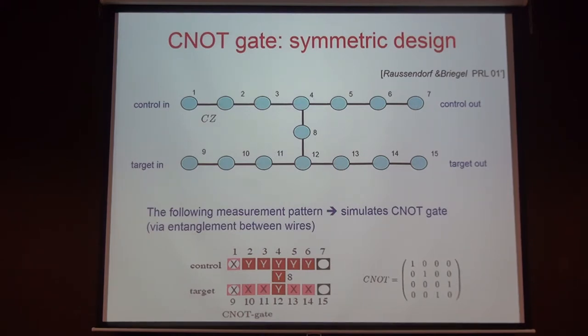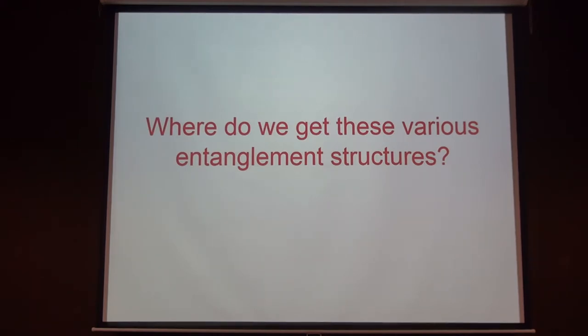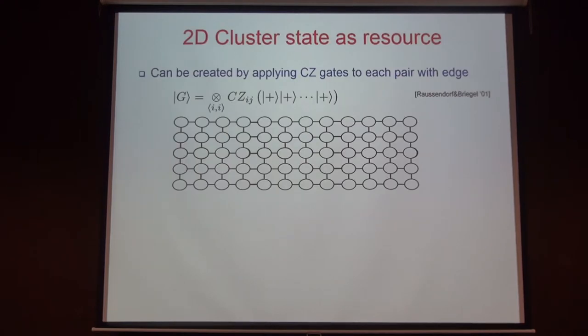Okay. So you can imagine that in a large two-dimensional array, this is just part of the circuit that you are doing. Okay, so I just showed you individually that there are many structures that you can use to do single qubit rotation and two qubit entangling gates, but how do we get these various entanglement structures? You can actually get them from the square lattice cluster state. All these are cluster states, where you apply this control Z, and they form a cluster state.